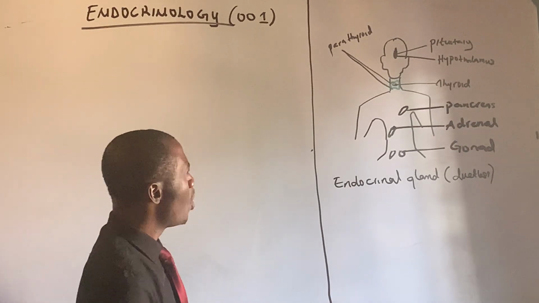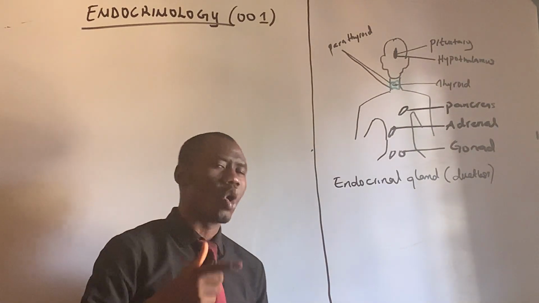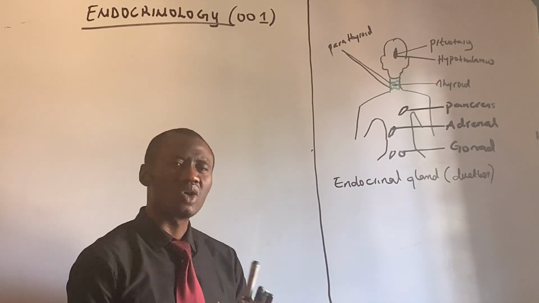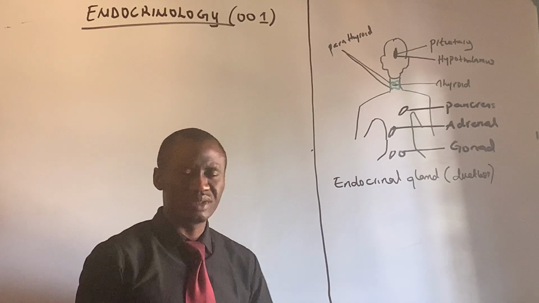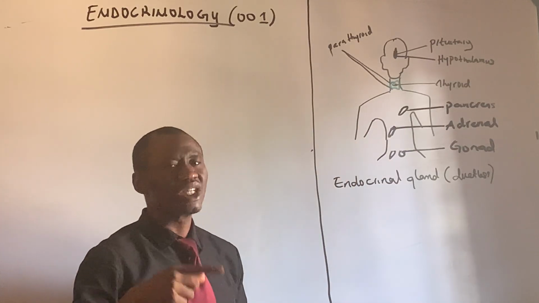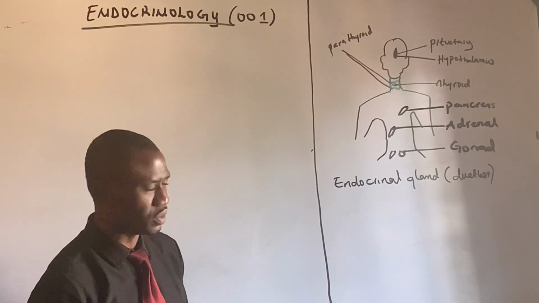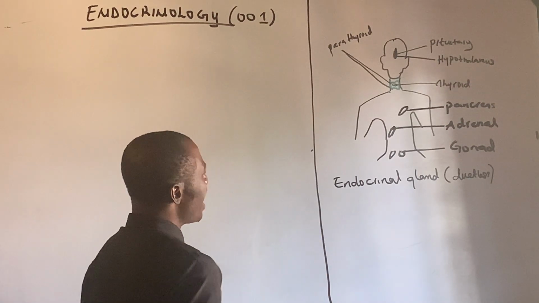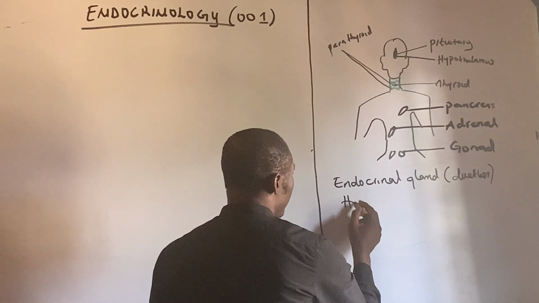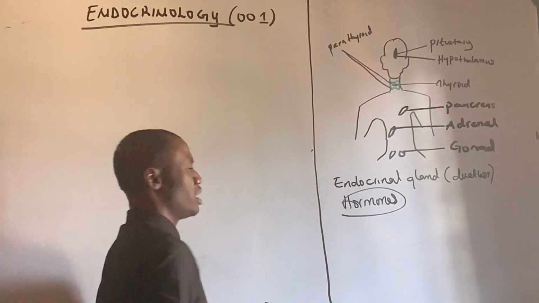Of course, what are hormones? Hormones are chemical or organic substances that are produced or secreted in minute quantities at the endocrine glands, and they are transported to sites where they exert their functions. So the endocrine glands properly secrete hormones, and we're going to talk about hormones in a nutshell.